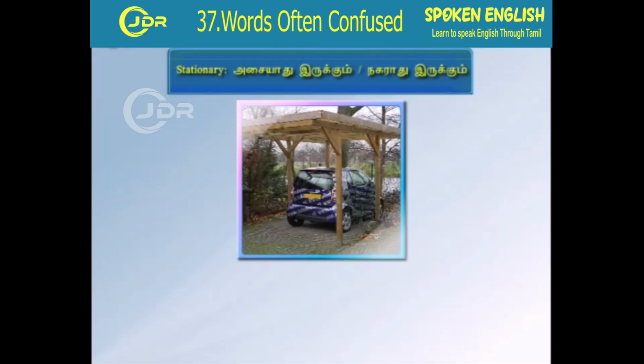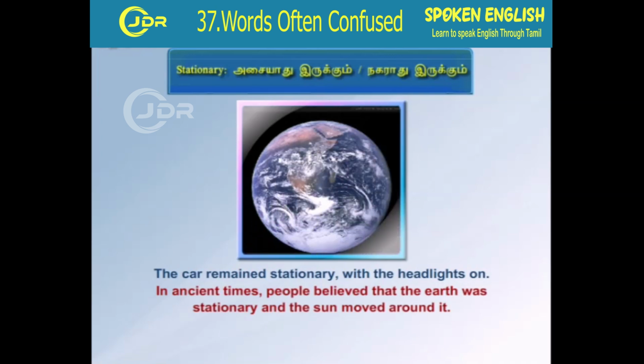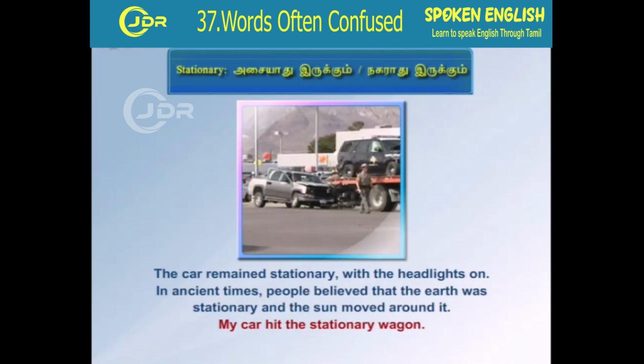Stationary. The car remained stationary with the headlights on. In ancient times, people believed that the earth was stationary and the sun moved around it. My car hit the stationary wagon.